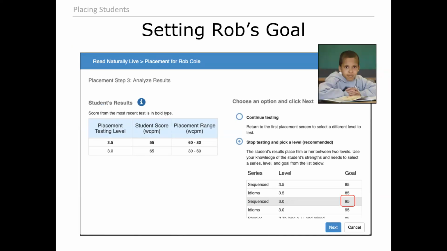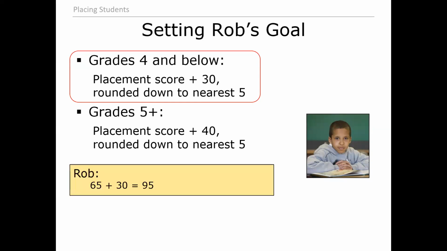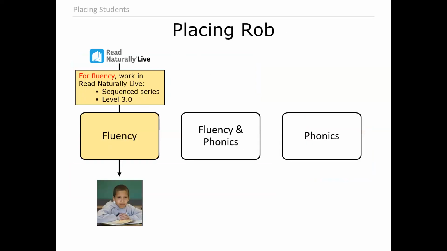So we're going to put Rob in 3.0. Rob is a fourth grader. So the computer only adds 30. And again, it's the age of the student, and it's because older students tend to be able to make larger gains in the same amount of time. So that's the reasoning behind that. So 65 was his score on level 3.0. The computer added 30. The rounding was not necessary with this example. So Rob is done. He's going to work in 3.0 of the sequence series.